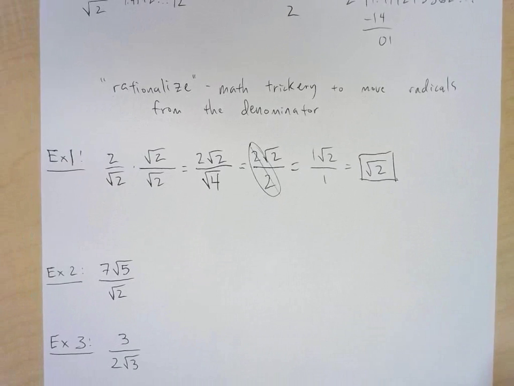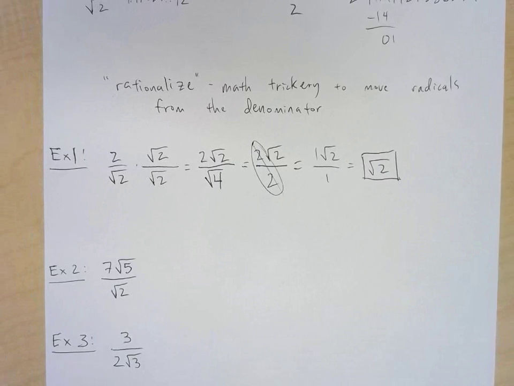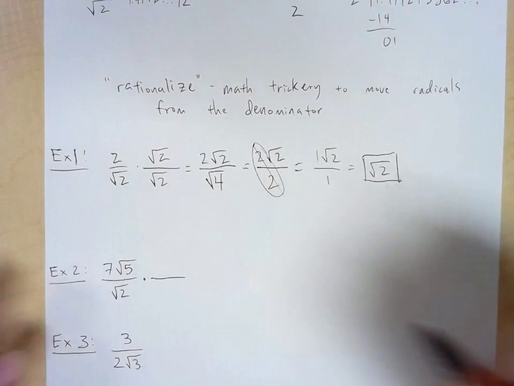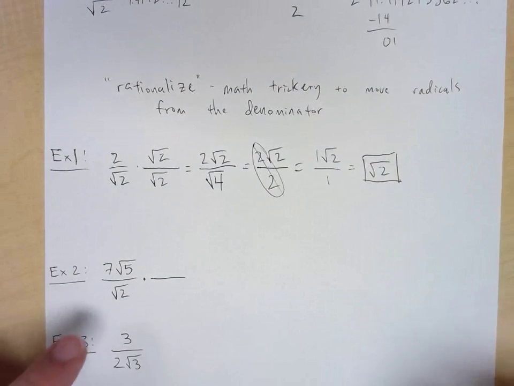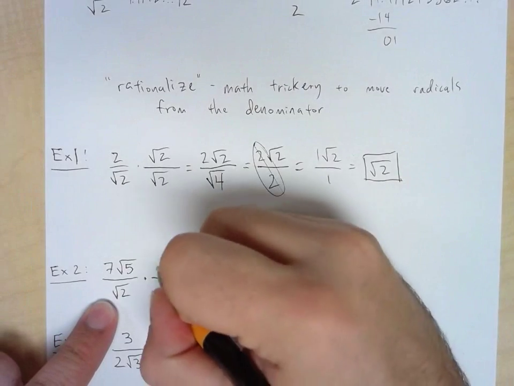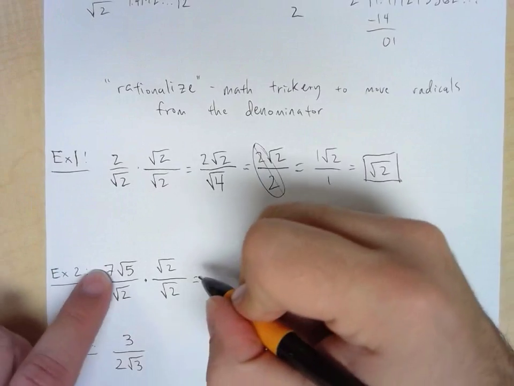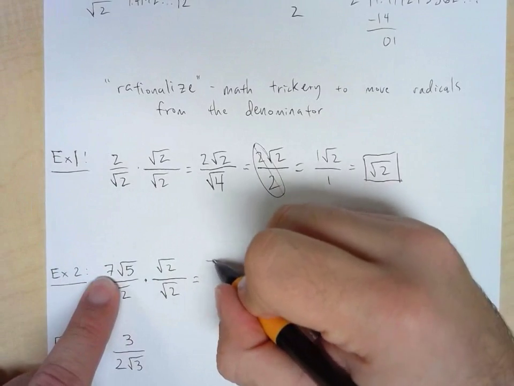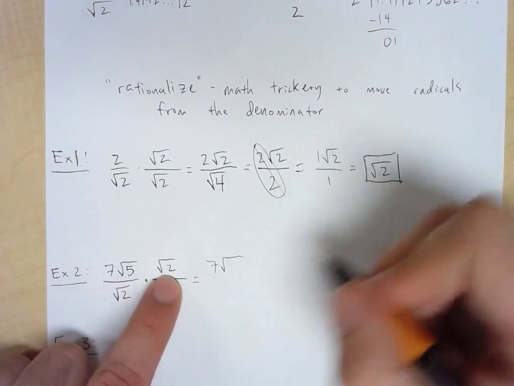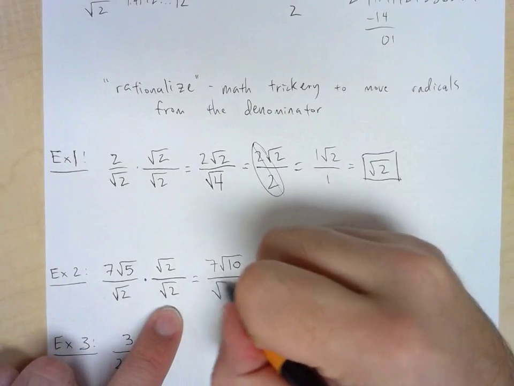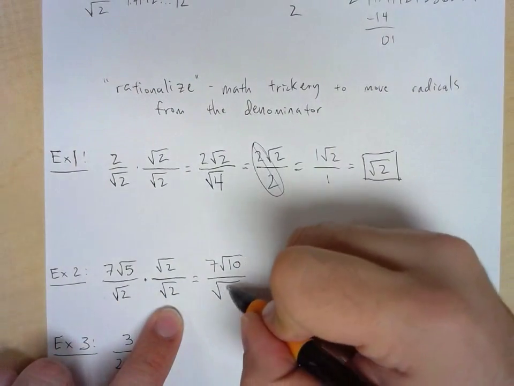Okay, so example 2. 7 square root of 5 divided by the square root of 2. Again, we do not like dividing by that radical, so we're going to multiply by a fancy 1 in order to get rid of it. So whatever radical is in the denominator, let's just multiply by that radical in both the numerator and the denominator, because this is still 1. So 7 square root of 5 times the square root of 2, we're going to get 7 square root of 10, all divided by square root of 2 times the square root of 2 is the square root of 4.